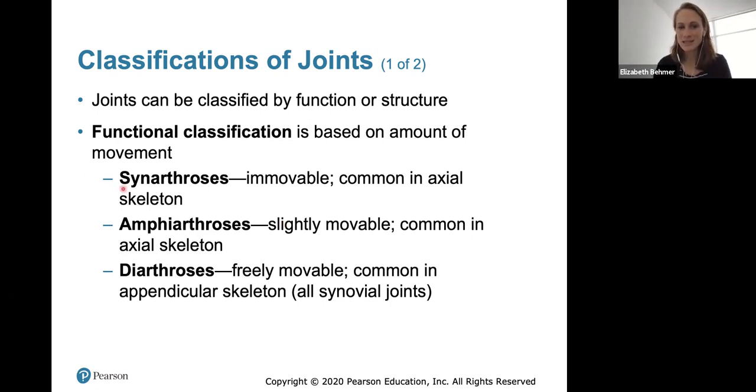A synarthrosis is an immovable joint. This is common in the axial skeleton. For example, your skull bones joined together at the sutures are synarthrosis joints because they are completely immovable. Amphiarthrosis means it's slightly movable, and a diarthrosis means it's freely movable. So diarthroses include your elbow, your arm, and your hip joints, which are freely movable. So you should know the functional classifications of those joints.